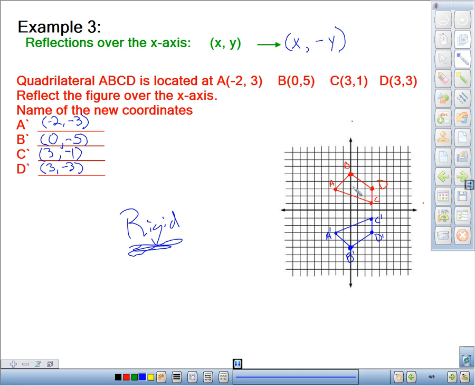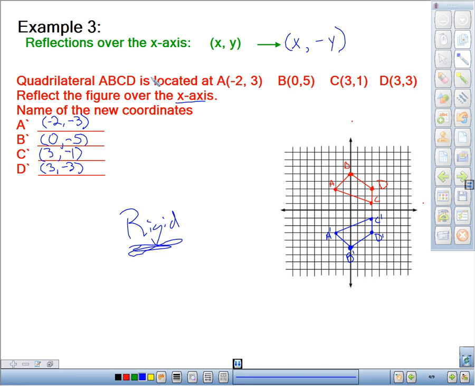Instead, what you can do is say, well, if I'm going to reflect over the x-axis, all of my x-coordinates stay the same. So I could have copied down this -2, this 0, and our 3's right off the bat. Then gone back and said, well, now I need the opposite of all my y's. Because notice, the y's are what changed. So instead of +3, I'd write -3. Instead of +5, I'd write -5, and so on. So that way I can get my final coordinates.